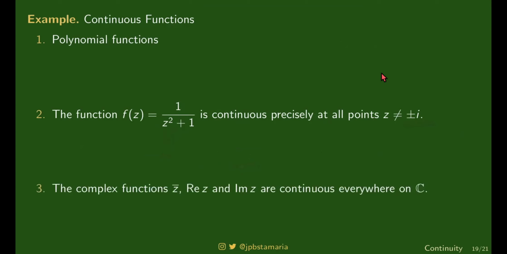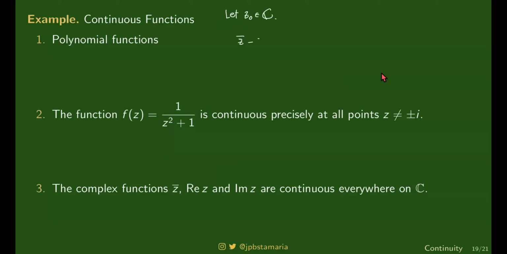Yung mga complex function na to, yung z bar, yung Re z, yung Im z, no? Yung mga functions na ito are continuous everywhere in z. Why? Let's check one by one. Halimbawa yung z bar. Kasi alam nyo, kuha ka ng kahit na anong z naught sa complex plane, anywhere, okay?